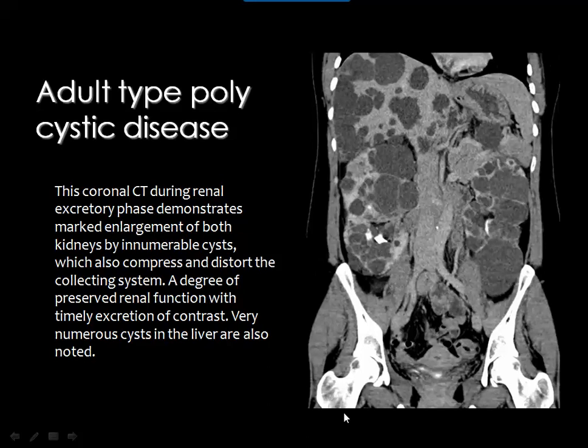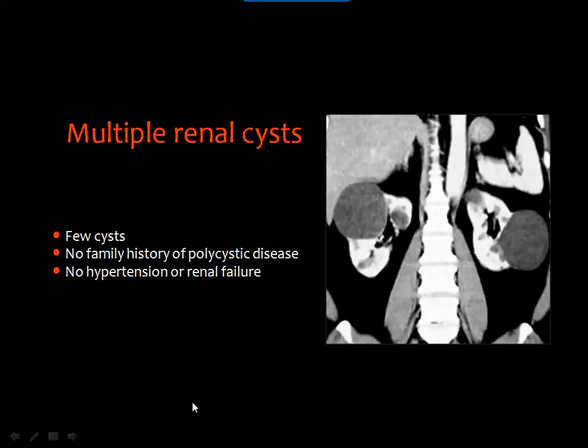This is an example of adult type polycystic kidney disease with numerous hepatic cysts as well. This is what I meant by multiple bilateral simple renal cysts. Sometimes normal people do not suffer from any urinary tract abnormalities.